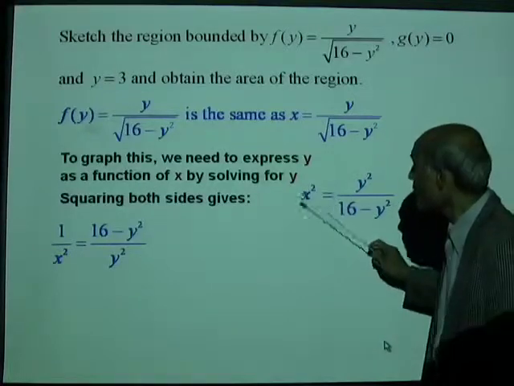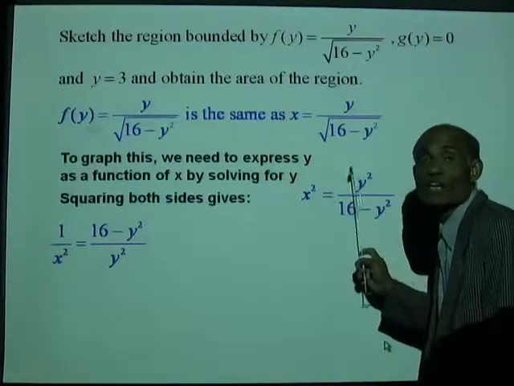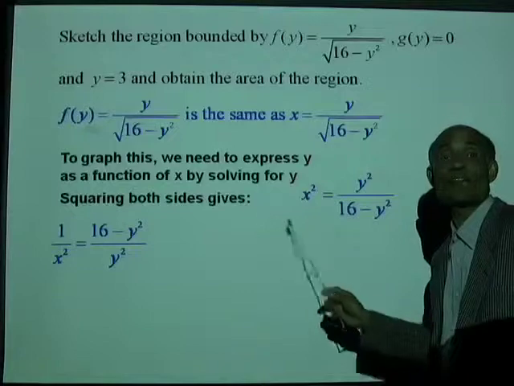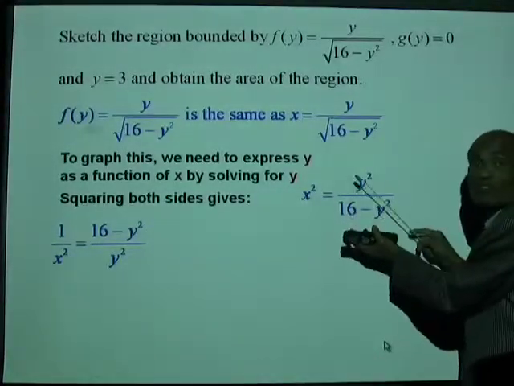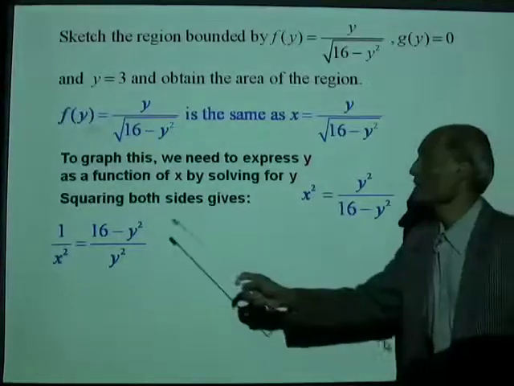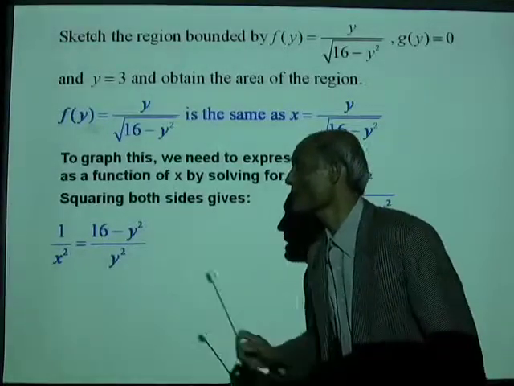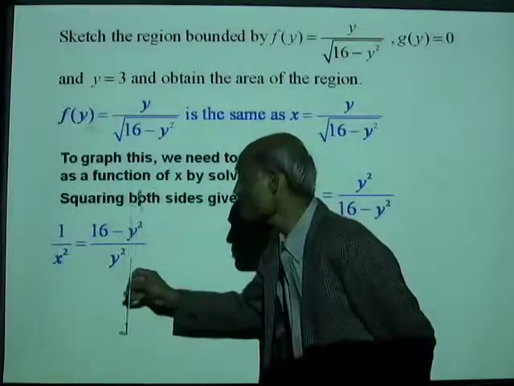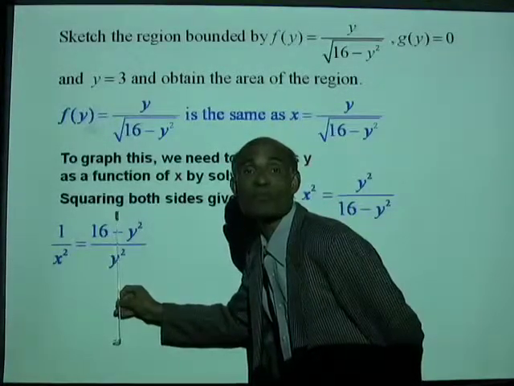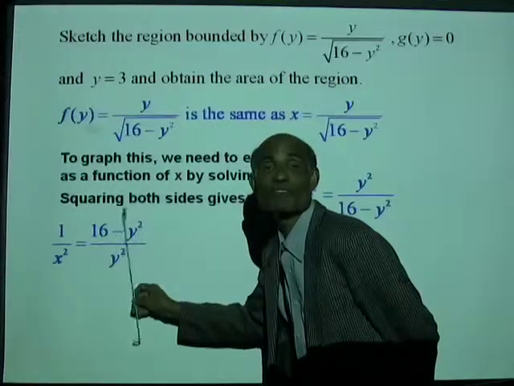Look at this. 1 over the left-hand side equal to 1 over the right-hand side. 1 over x squared equal to 1 over the right-hand side means simply flip them over: 16 minus y squared over y squared. What is the advantage? The advantage is I can now split the right-hand side into two parts.